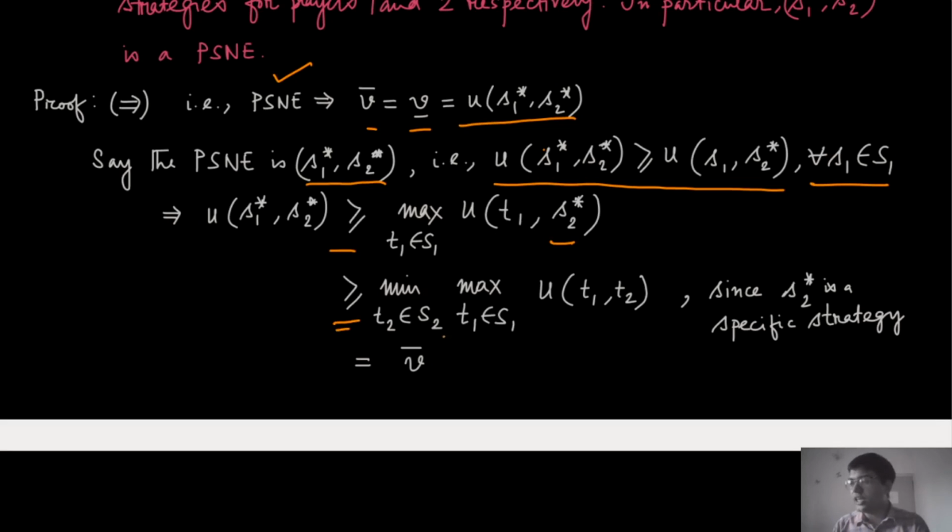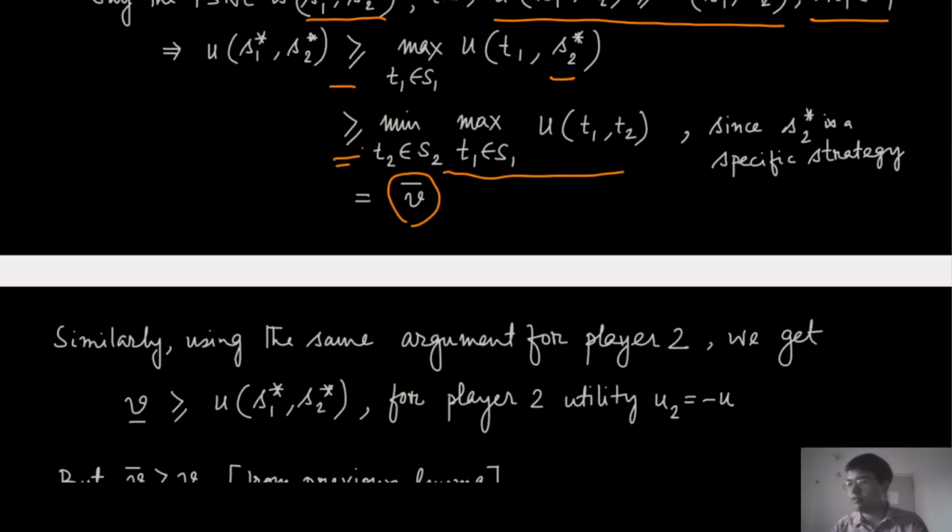And now if you look at this value, this is the min-max value, which is the same as V upper bar. Now you can apply the same technique for player 2 as well. For player 2, the expression of the utilities or the inequalities will be reversed, and you will find that this V lower bar, which is the max-min value, will be greater than or equal to this value, U of S1 star, S2 star.